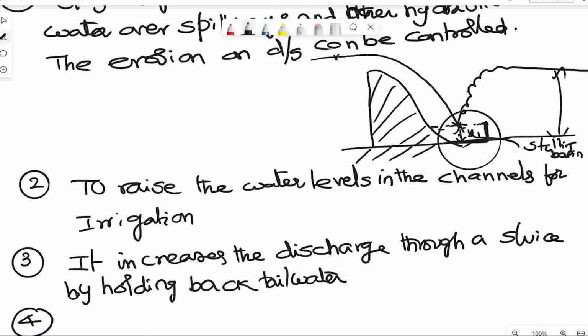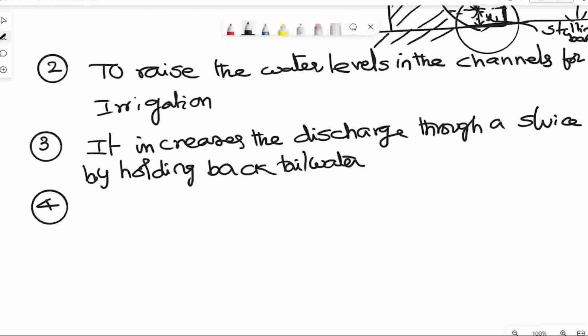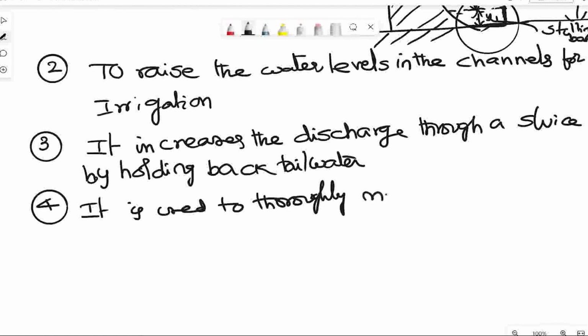Then the fourth one is basically used to thoroughly mix chemicals. In chemical industries, we create a jump to create turbulence, thereby thorough mixing of chemicals happens.